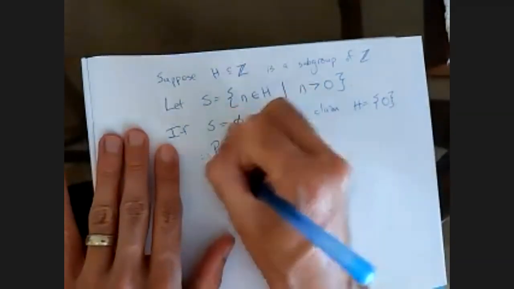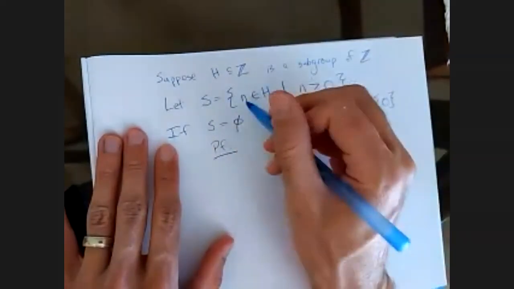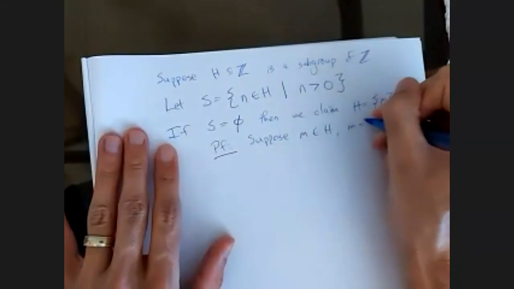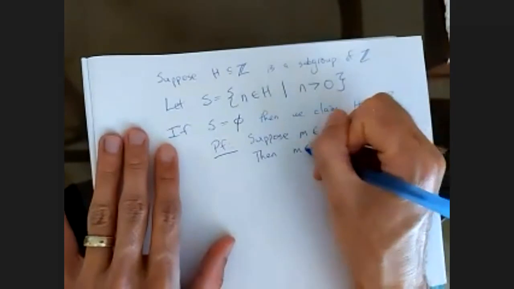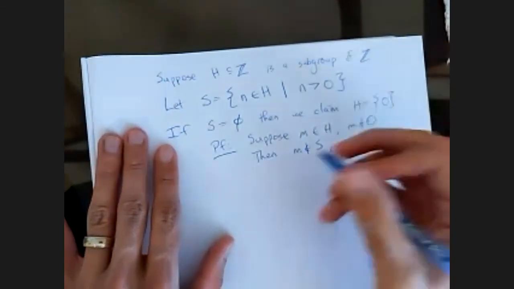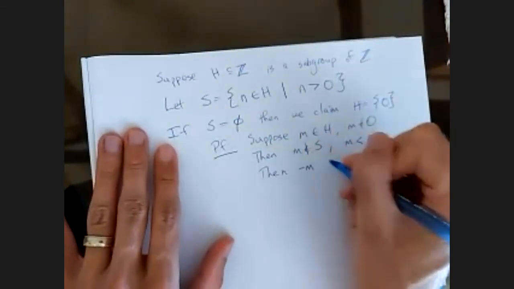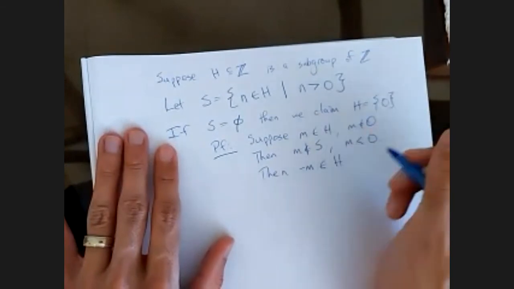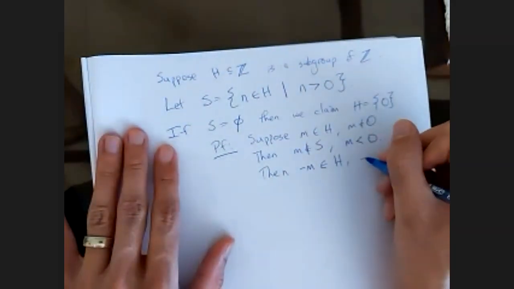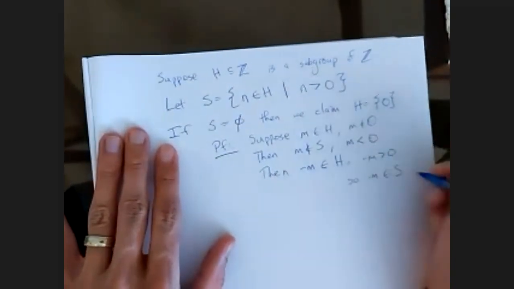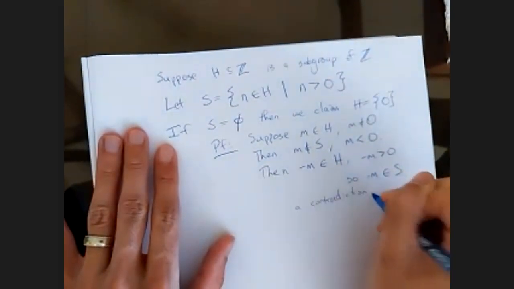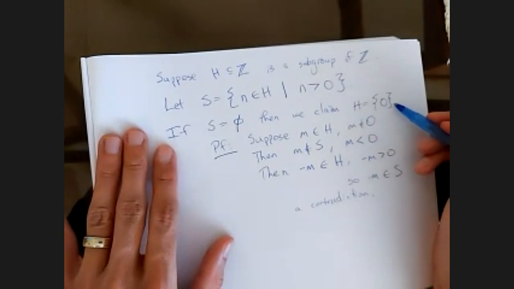Let's prove this claim. If S is empty, H has no positive elements. So suppose M is in H and M is not equal to 0. Then M is not in S, since S is the empty set, so M has to be less than 0. Then negative M is in H, since H is a subgroup and closed under taking inverses. And negative M is positive, so negative M is actually in S, and this is a contradiction. So if H has no positive elements, then its only element is 0.